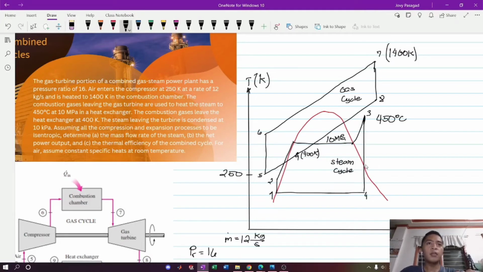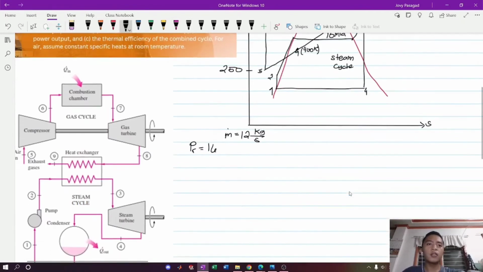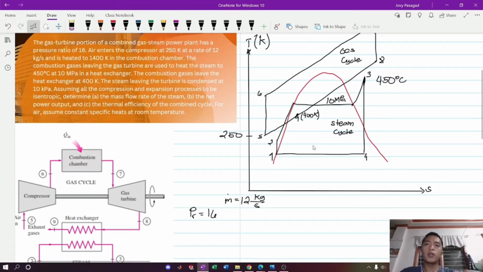Okay, the steam leaving the turbine is condensed at 10 kPa. So the steam leaving the turbine, at the point P4 as it exits the steam turbine, is at 10 kPa.